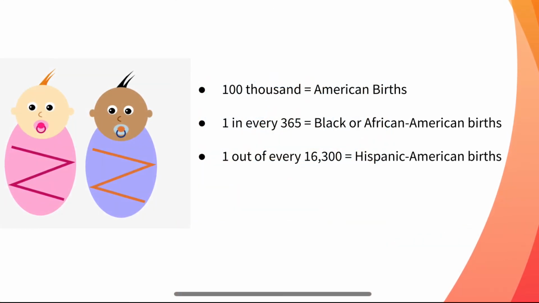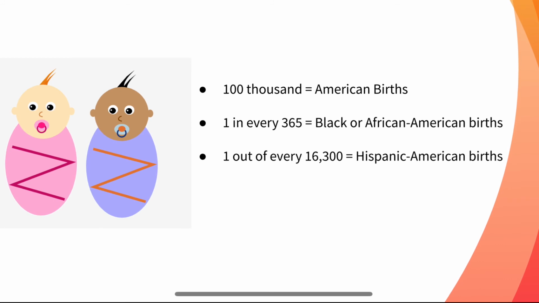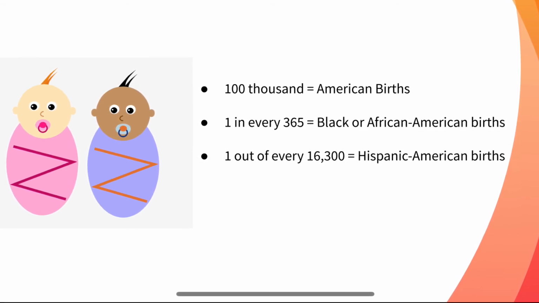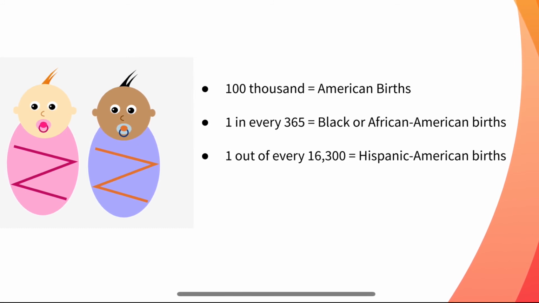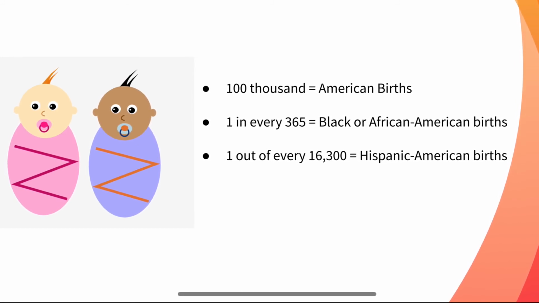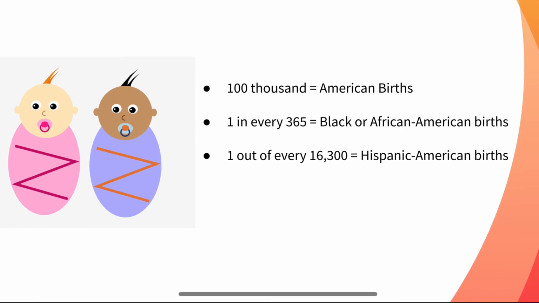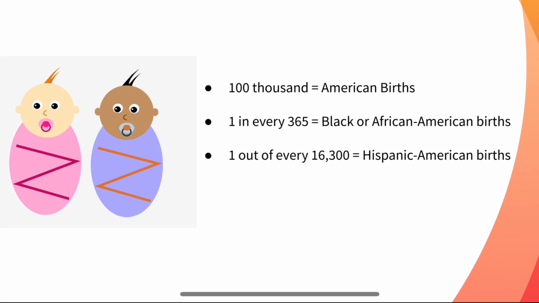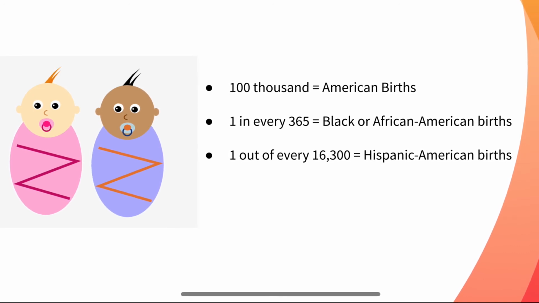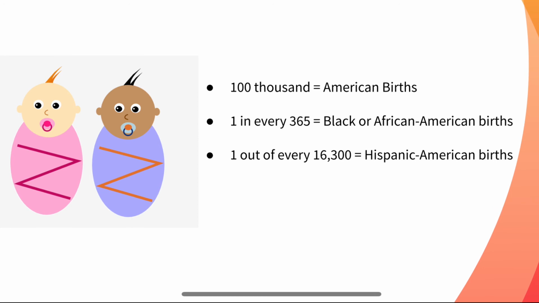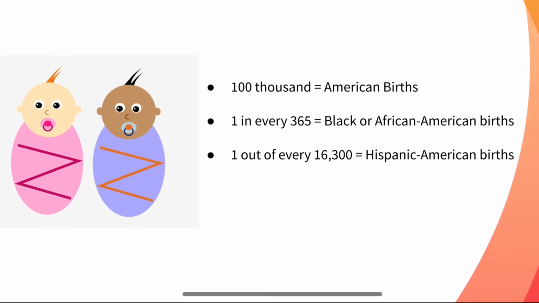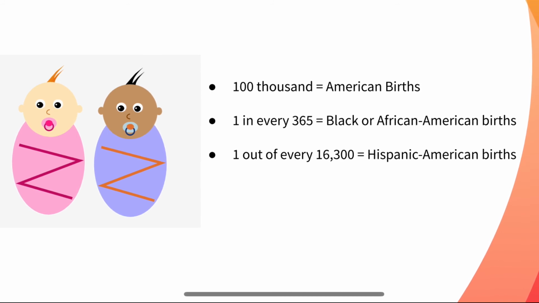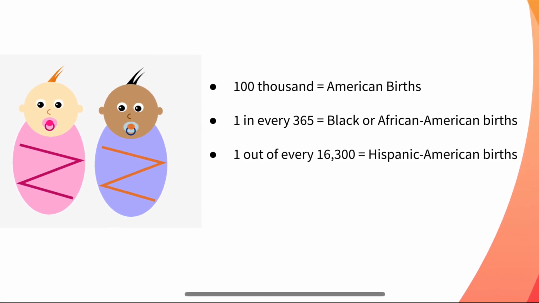Every year, over 300,000 babies with sickle cell anemia are born. Out of this, 100,000 are American births. 1 out of every 365 are Black or African American births, and 1 out of every 16,300 are Hispanic American births. Adding to this statistic, about 1 in every 13 Black African American babies are born with the sickle cell trait. Out of all the regions in the world, sickle cell anemia is said to be most prevalent in West Africa.